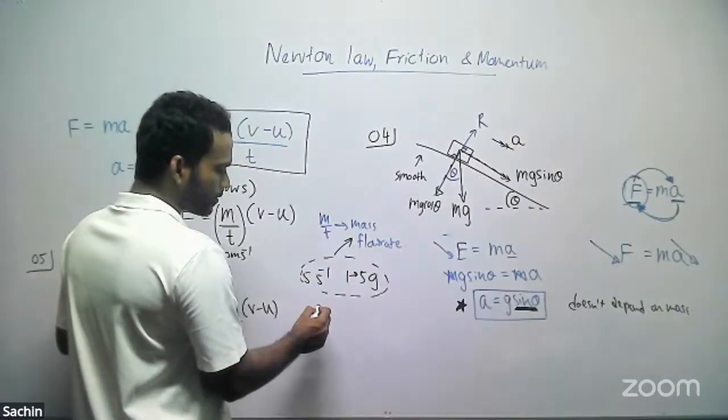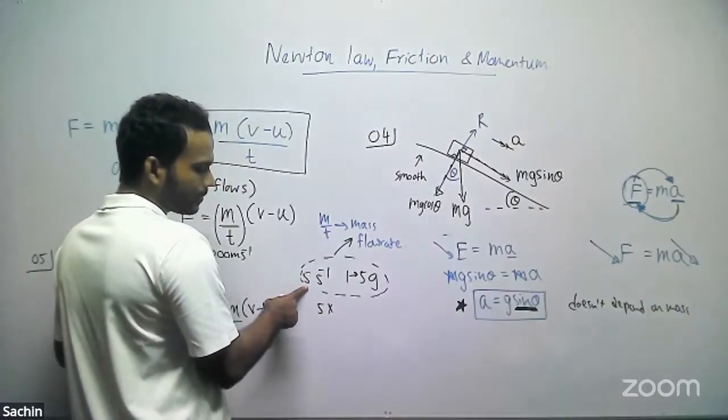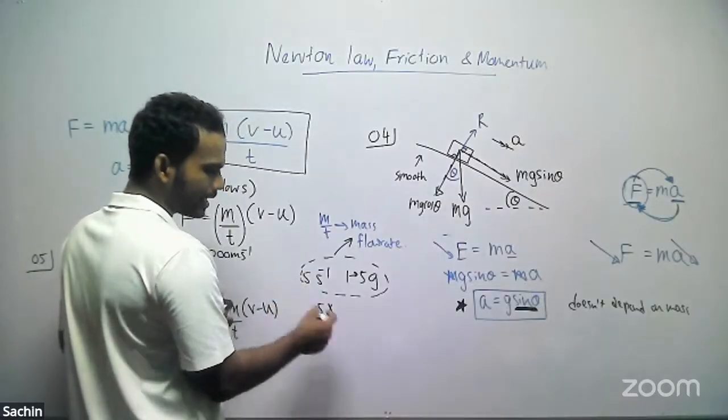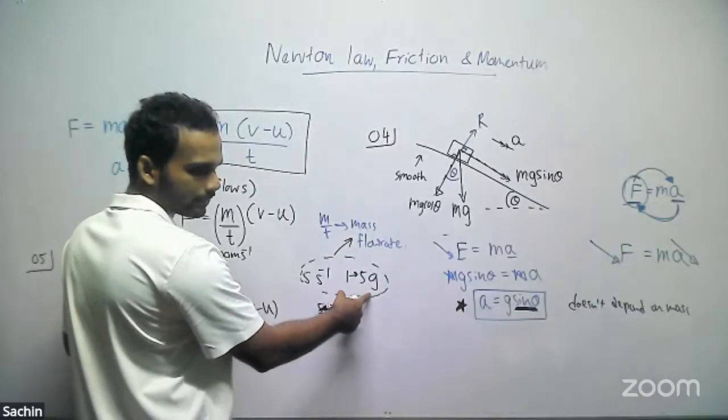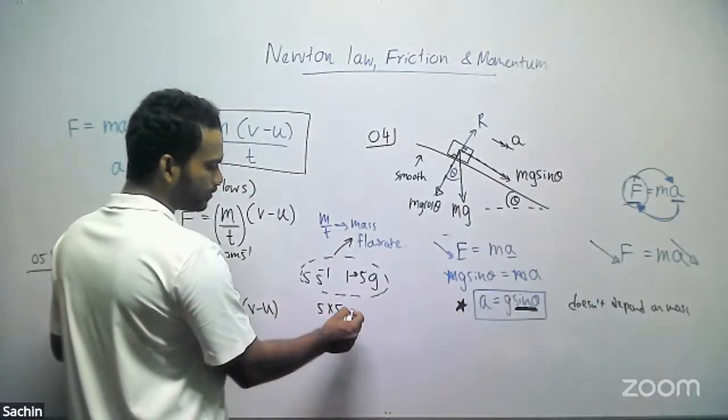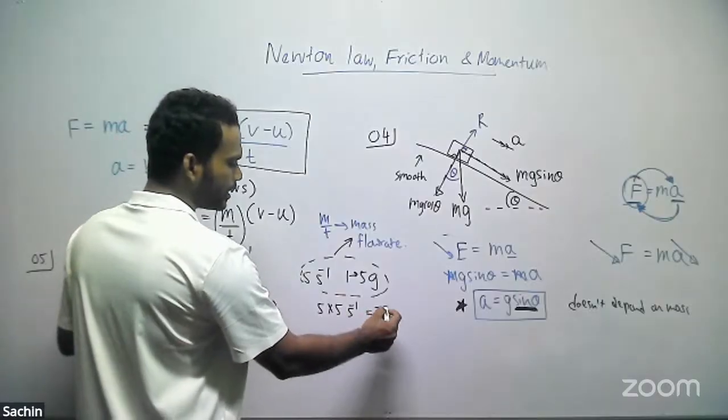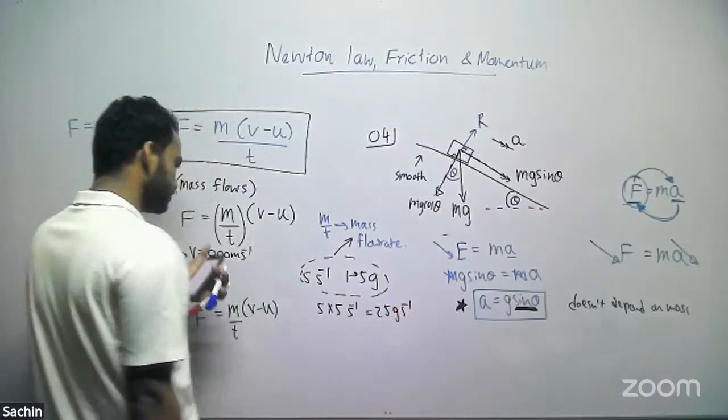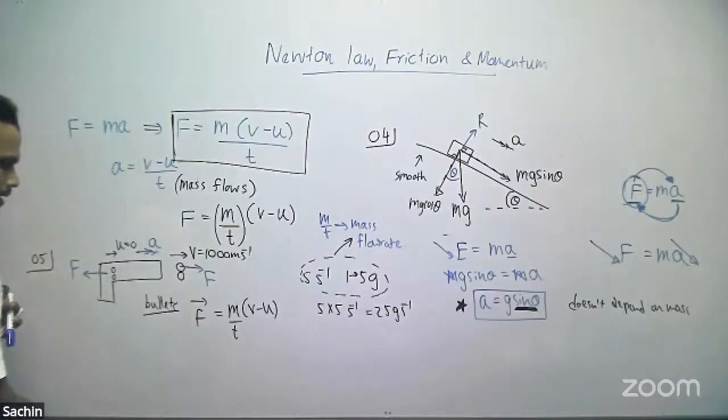So if 5 bullets go per second, the total mass per second is 5 into 5, because each is 5 gram. So 5 into 5 per second. That means 25 grams per second. So we have the mass flow rate.